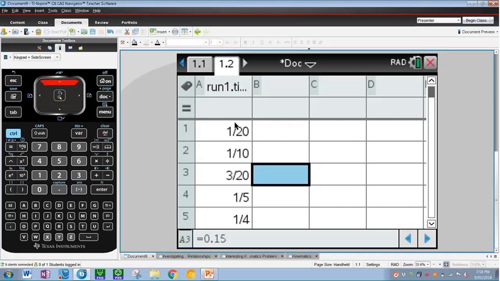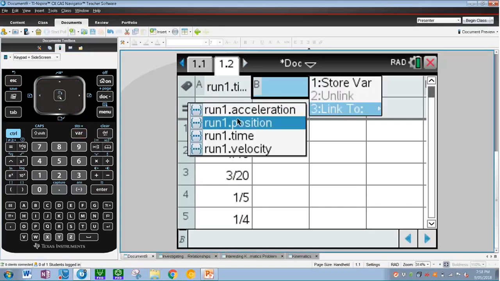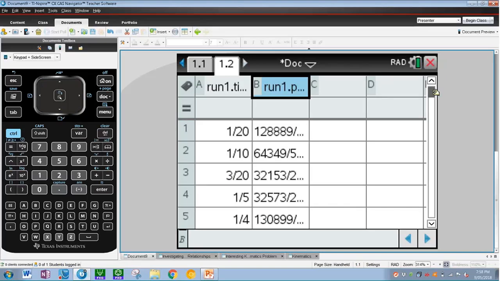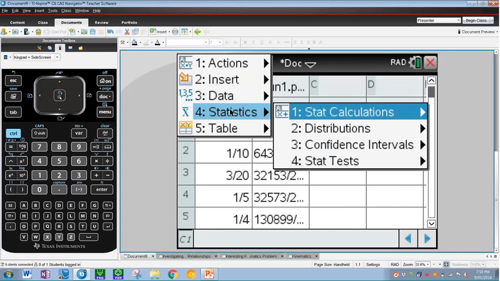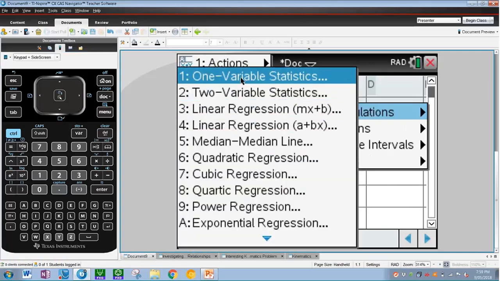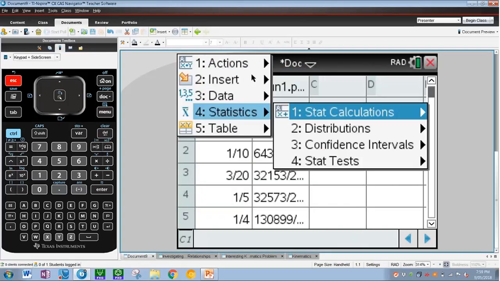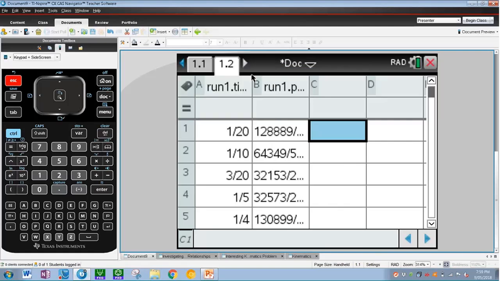Then you can go to the first row in B and do the same thing again: var, link to, run1.position. And there we go. There is the time value versus the relevant position value. And then, of course, you can go to menu, statistics, stat calculations, then do your stats with that. You can get the mean, median, mode, etc. Is that what you wanted, Brian? Yep, that's part of what we've been asking there.